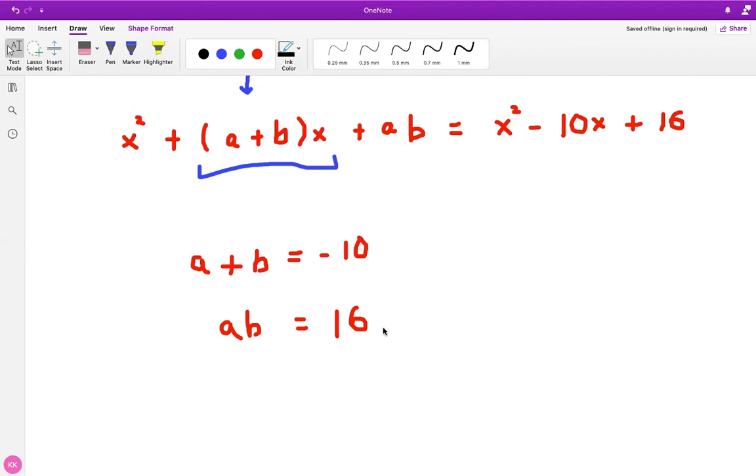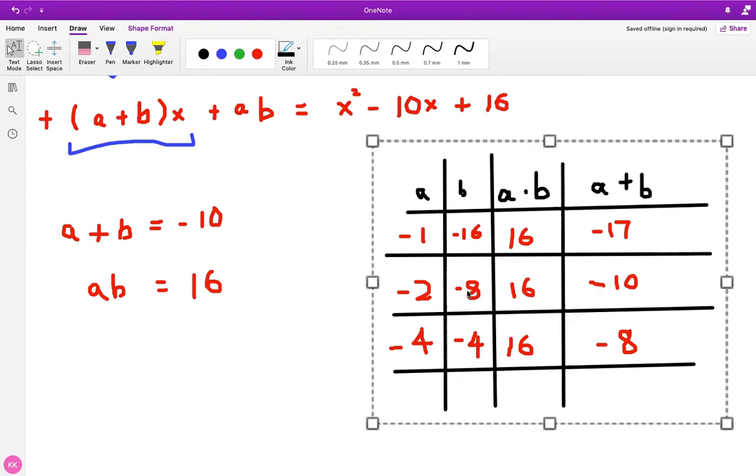I want to start from the second equation first. I need to determine what two numbers multiply to give 16, and the sum of these two numbers must be equal to -10. So let's think about this. Notice that I just ignore the positive values. The reason I ignore the positive values is that if these two numbers are positive, their sum will not be negative. So I ignore the positive values for a and b, and I just focus on the negative values.